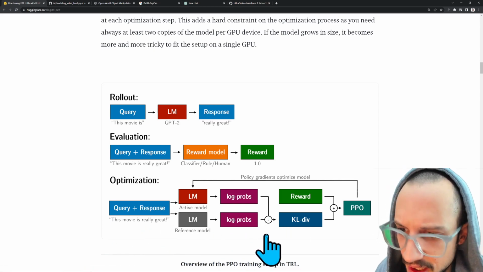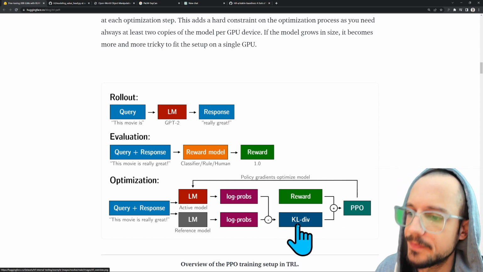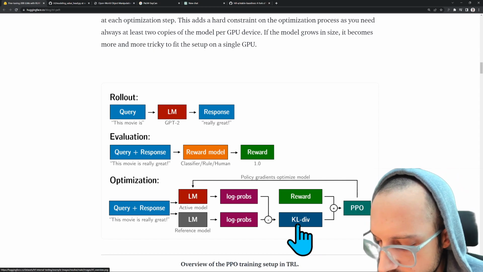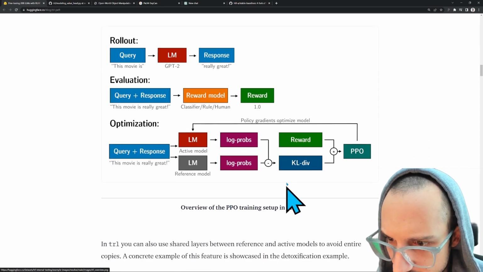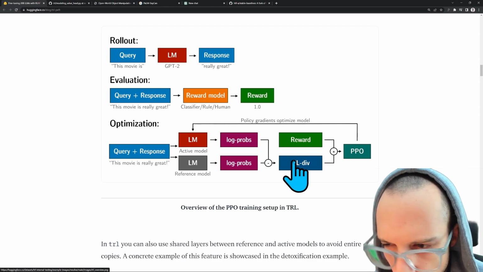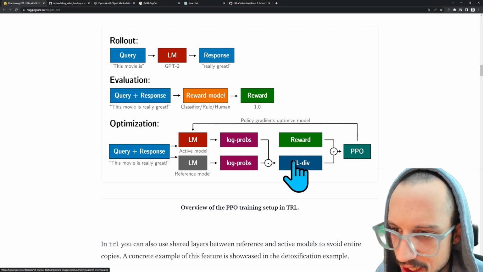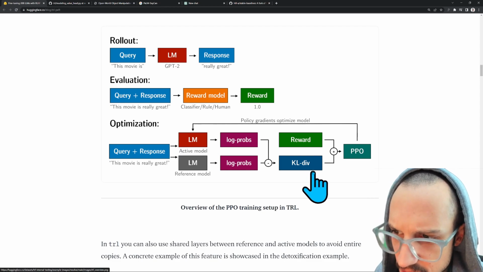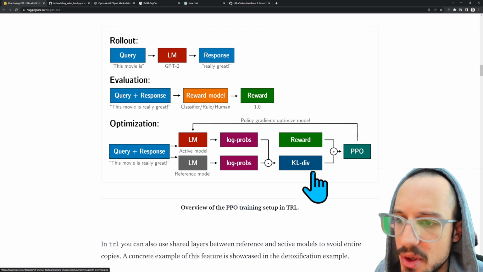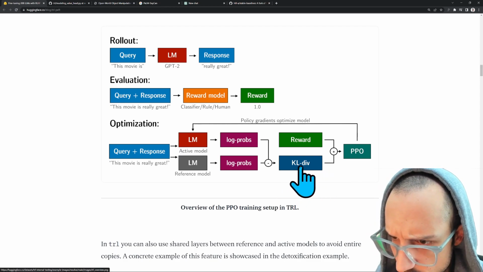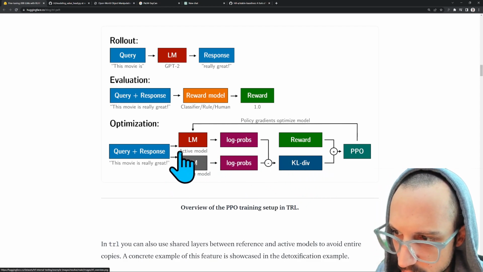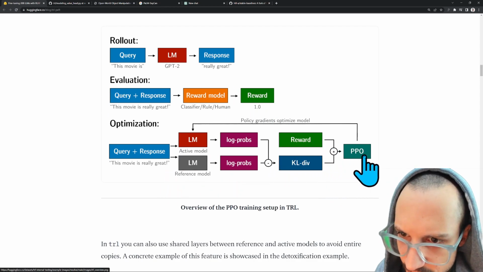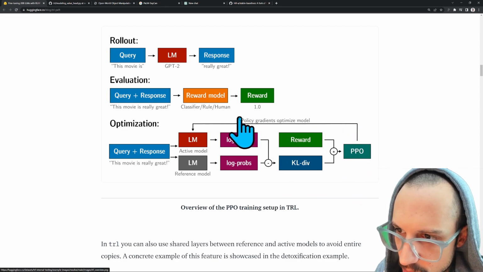So anytime you see KL divergence, it's basically just a statistical concept where you can compare two distributions, but it's not commutative, and it's not quite a metric. There's a little bit more nuance if you dig into it, but at a high level, if you're not super interested in the statistics, it's basically a distance metric for probability distributions. So it'll give you the distance between the output of the active model and the reference model. You're also feeding in the reward there, and that allows you to do policy gradients here.